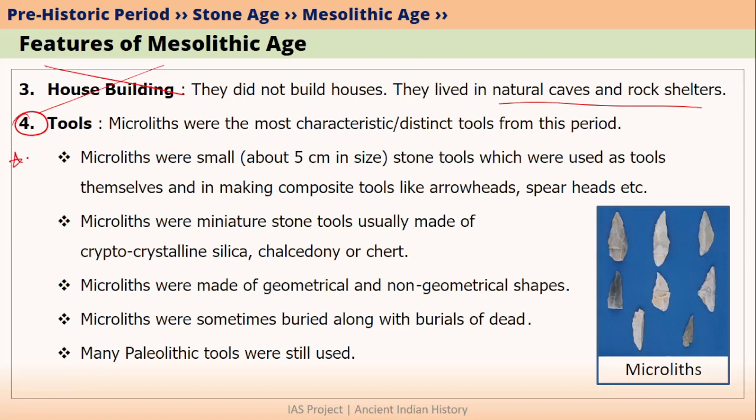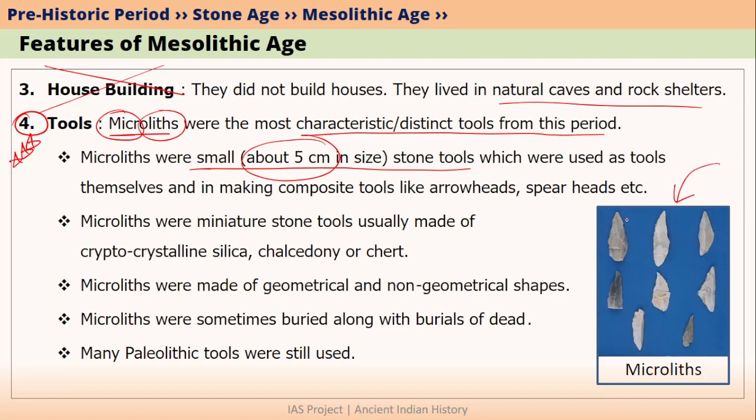Tools of Mesolithic people is very important from the point of view of prelims. Mesolithic people used microliths. Micro means small, lith means stone. Therefore, microlith tool is nothing but a small stone tool. Therefore, microliths are nothing but small stone tools which were generally about the size of 5 cm. So we can call microliths as characteristic or distinct tools from the Mesolithic Age.